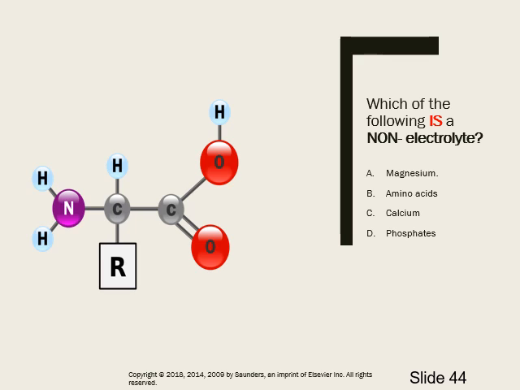Which of the following is a non-electrolyte? Is it A, magnesium, B, amino acids, C, calcium, or D, phosphate? The correct response here is B. Amino acids is a non-electrolyte.